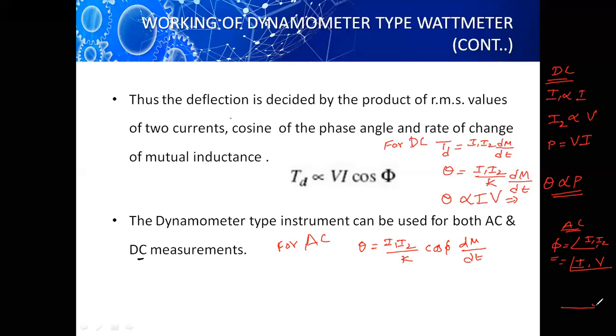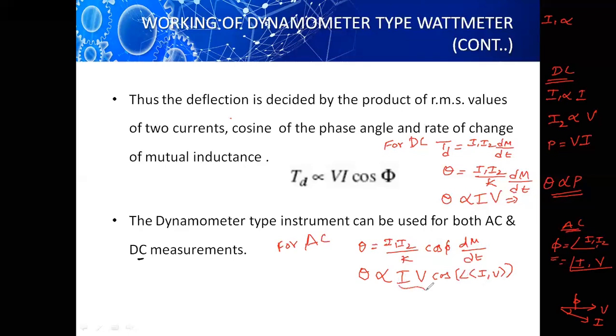So that means if this is our V and this is our I, and this is nothing but phi. Now if I write the deflection angle proportionality, I'll remove k and dM by dθ. So instead of I1, I will write I. Instead of I2, I'll write V. Why? Because I1 is proportional to the load current, as I have written here already, and I2 is proportional to V, the load voltage, and cos phi is nothing but the angle between I and V. So this is what we get.